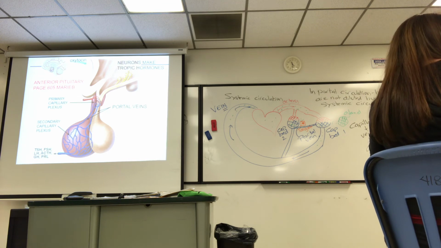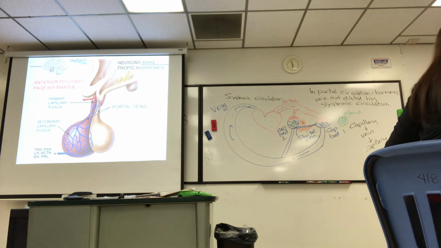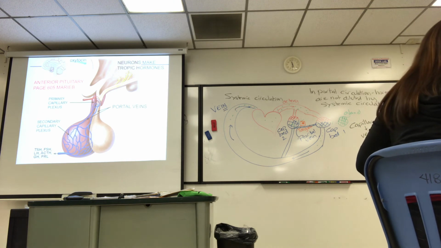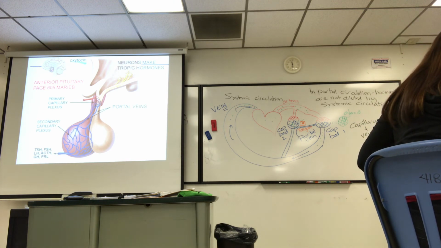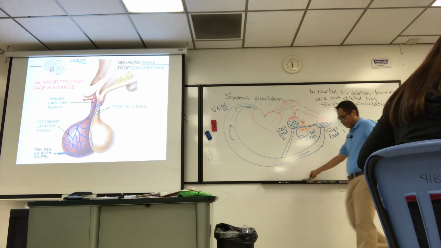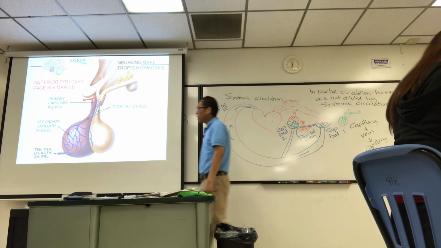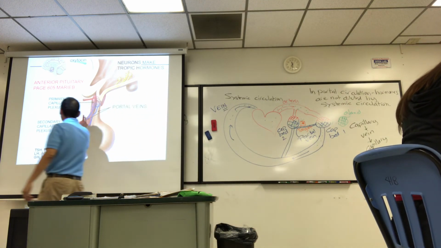You get to your target much quicker. There's actually only three examples of this in human physiology. This is one of them. Another one is in digestion, and the third one is in the kidney. And we'll get to them. But anyways, in this one, the portal veins are right there.